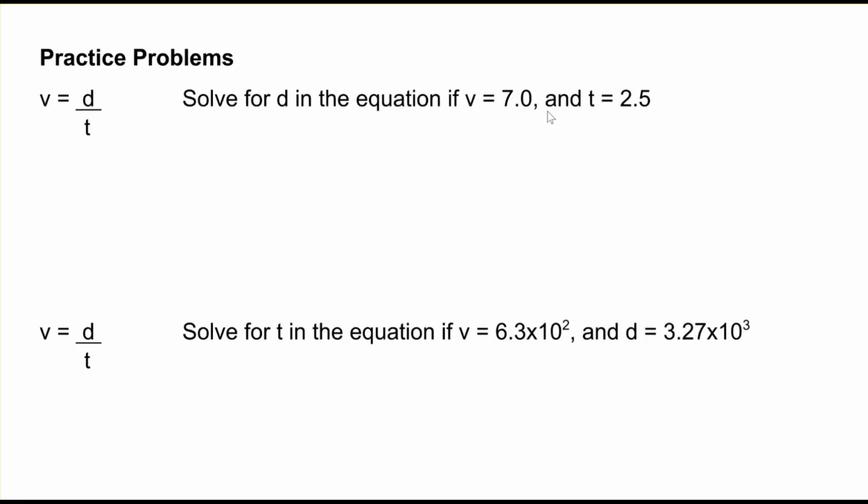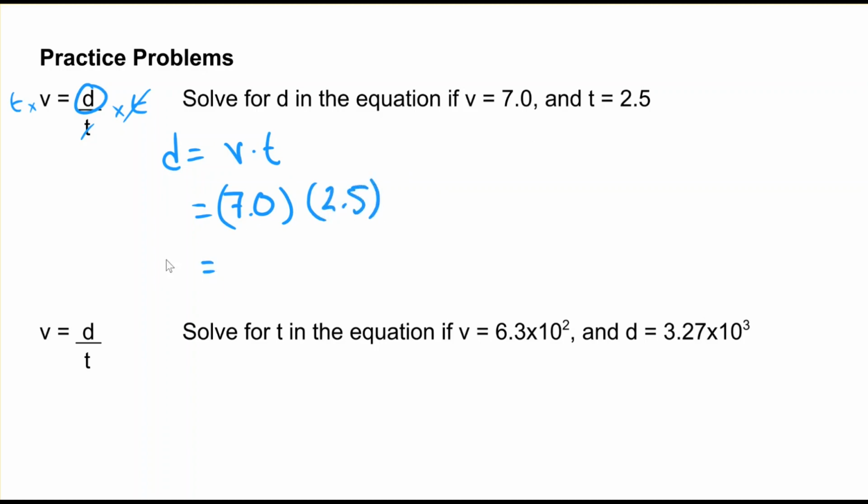Okay, we're going to go over the solutions to the practice problems now. So solve for d in the equation. So I want d, and we're dividing by t, so I'm going to multiply by t and multiply by t. So d equals v times t, or t times v, doesn't really matter. Now I'm going to put in what v and t are. v is equal to 7.0 and t is equal to 2.5.